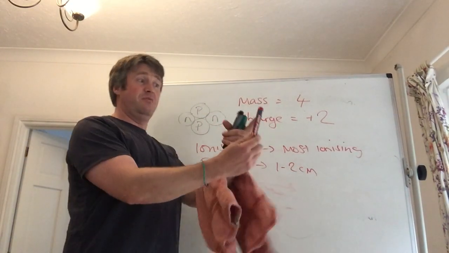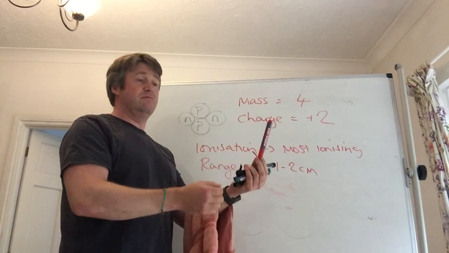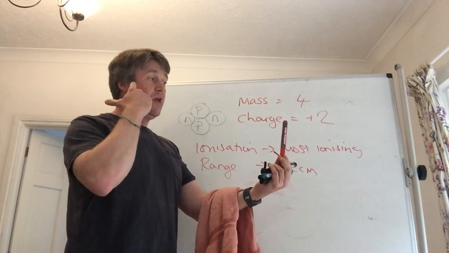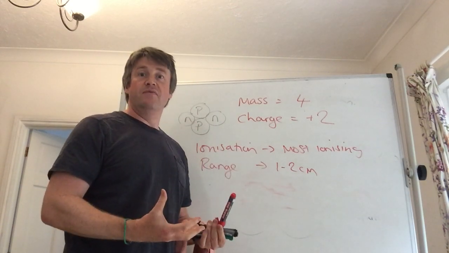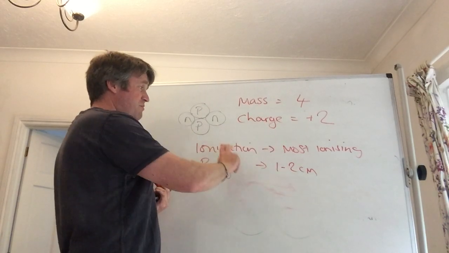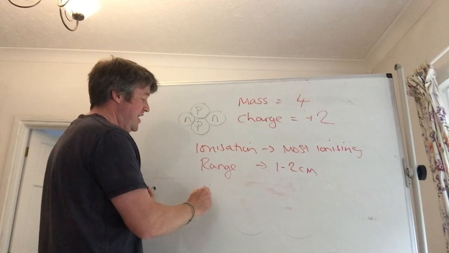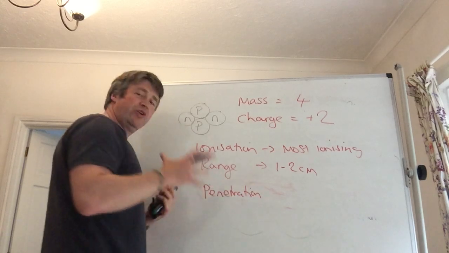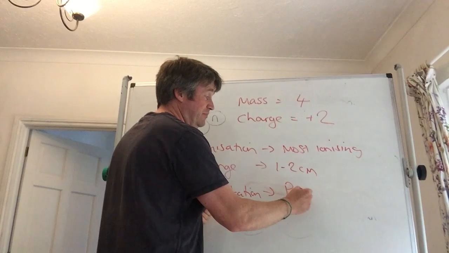So that could be radioactive material emitting alpha particles, and it's not dangerous because it's more than 2 centimetres away from me. However, if I was to eat that and it was inside my body, then it would be very dangerous. So it's the most ionising, but its range is only 1 to 2 centimetres. And then there's another thing about alpha, its penetration. In terms of penetration, that means what it's stopped by. And alpha can be just stopped by paper.